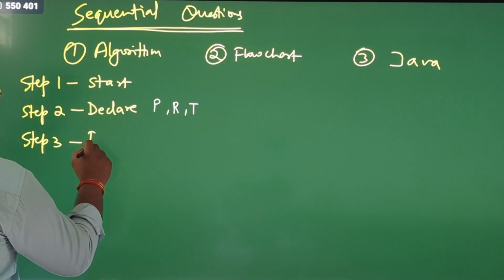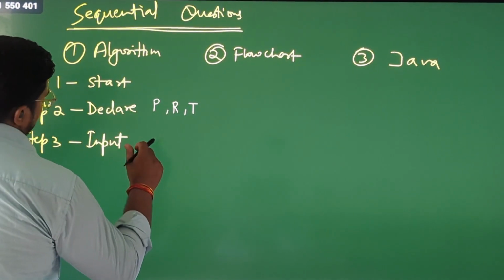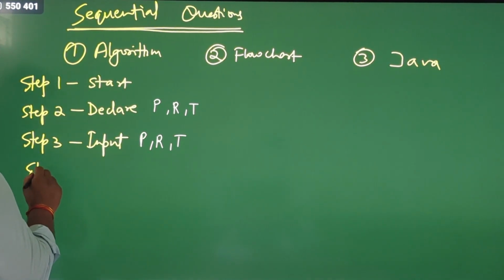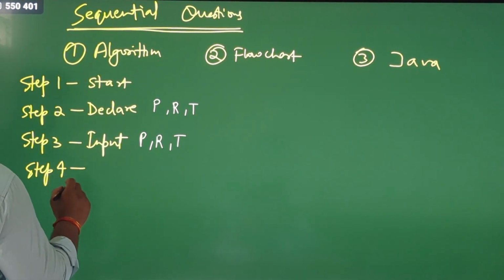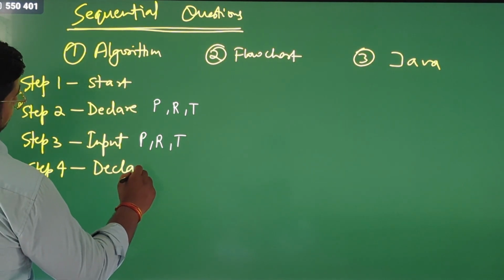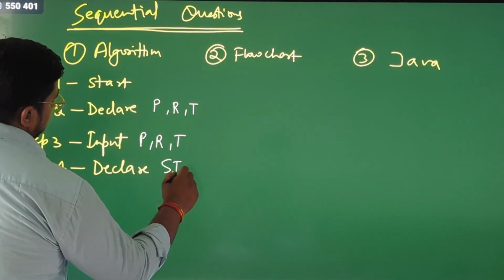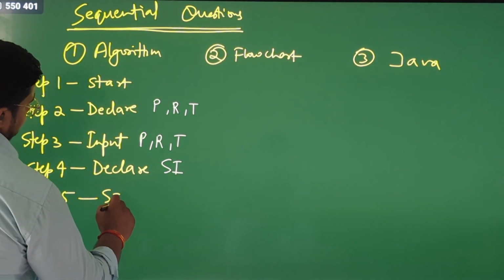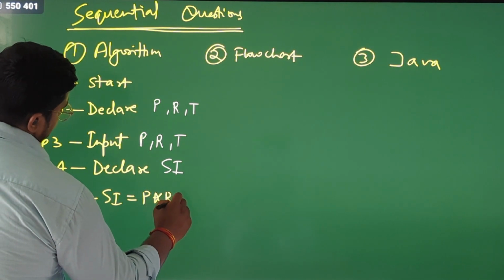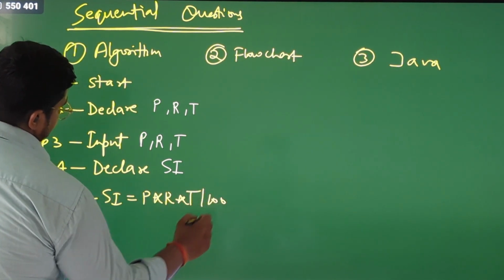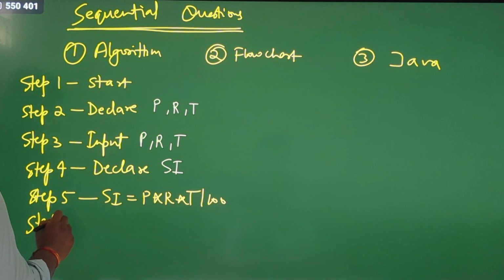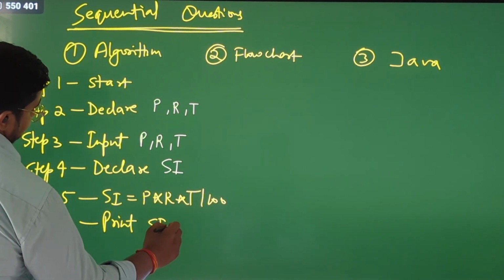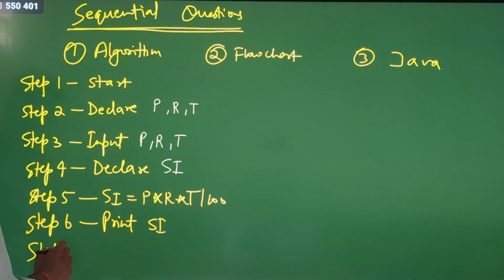Now step 3. What did we do? We took inputs in all these three variables. Input capital P, capital R and capital T. Step 4. What did we do? We declared another variable to store simple interest. In step 5, we calculated SI is equal to P into R into T by 100. Then in step 6, we printed SI.